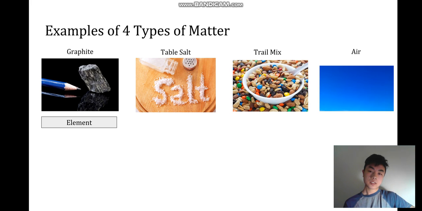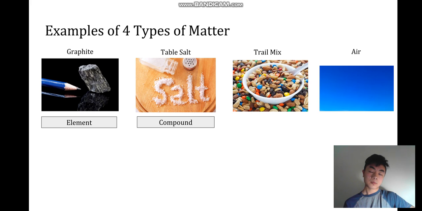Next one is table salt. Table salt is NaCl, so that gives you a big hint right there. It's two elements, sodium and technically chloride in its ionic form, bonded together, and it's making NaCl, which is a compound because it's two elements together. Another compound, a common one, would be H2O or CO2, carbon dioxide.